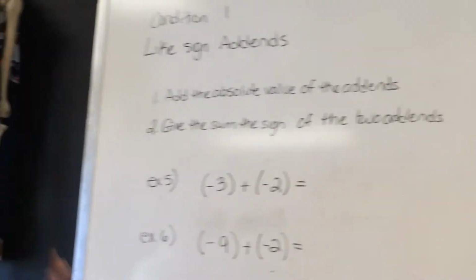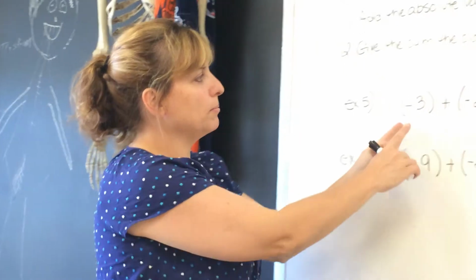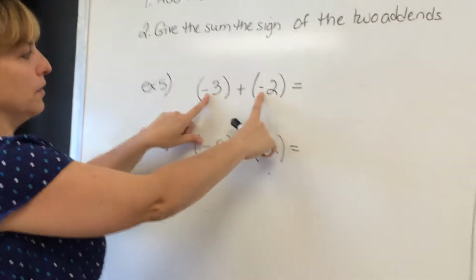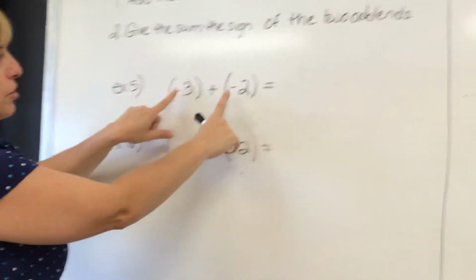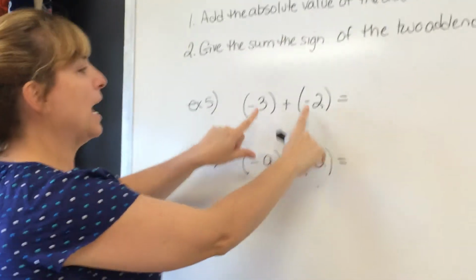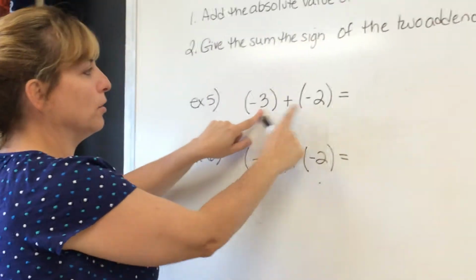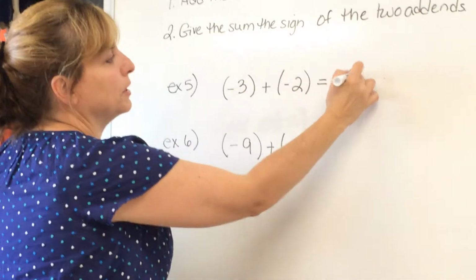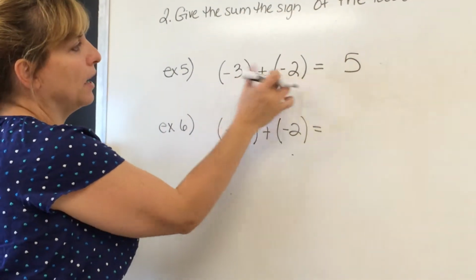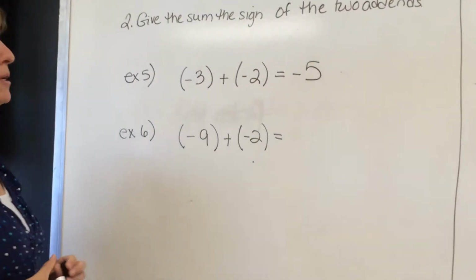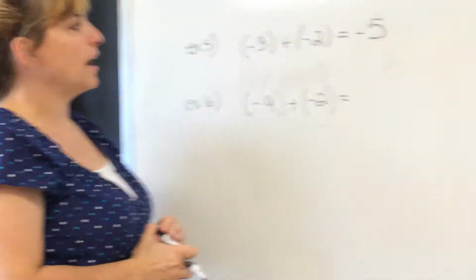What does all that mumbo-jumbo mean? You've got two numbers. They both have like signs. They're both negative. If I'm adding two negatives, then I'm going to add the two numbers, 3 and 2. I know 3 plus 2 is 5. And I'm going to take the sign that they both have. So a negative 3 plus a negative 2 equals a negative 5.